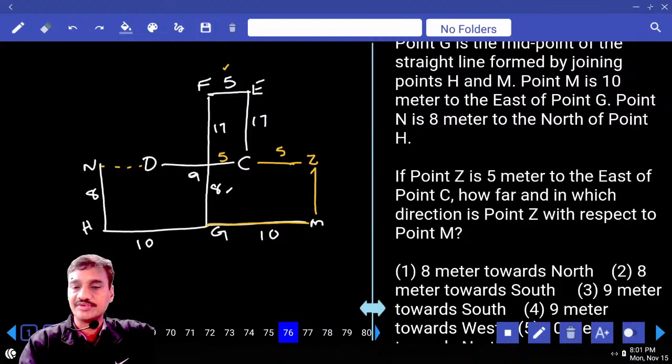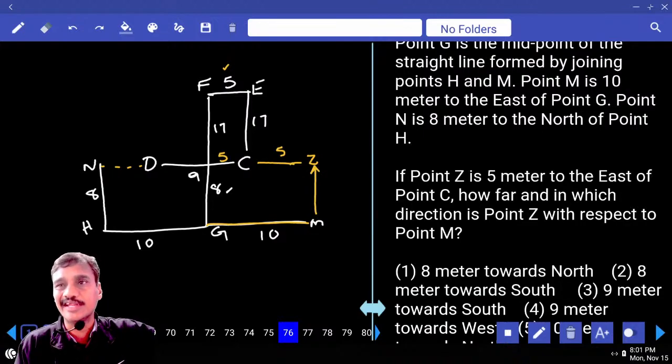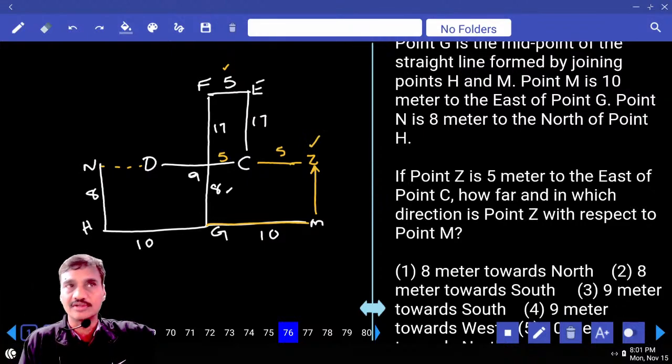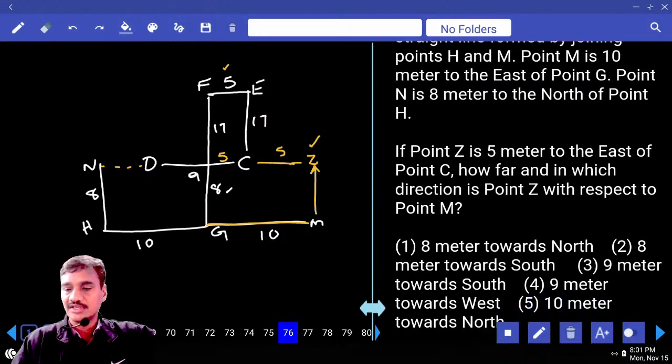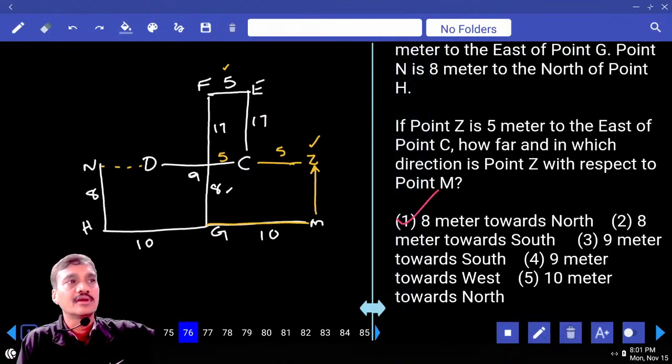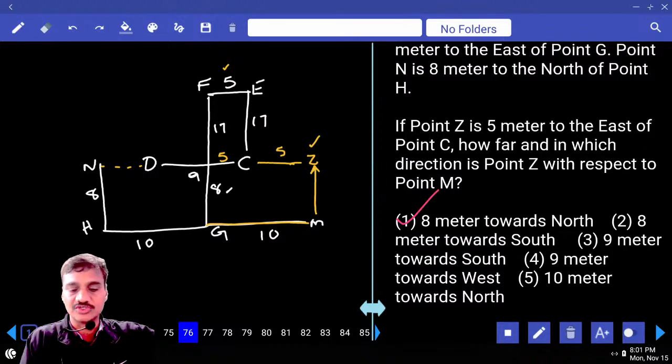Now the distance between these two, what is the distance we have? 8 meters. And what is the direction of Z with respect to M? North. Hence 8 meters north, that is given in choice 1, question number 76. Clear now? 76, it is choice 1.